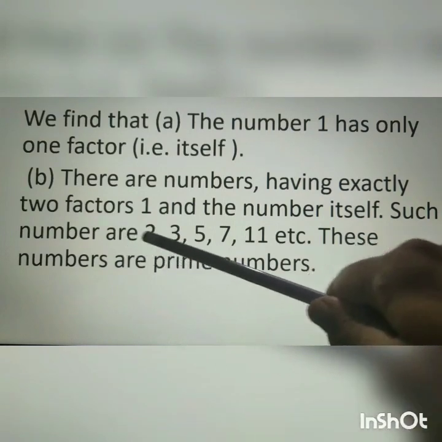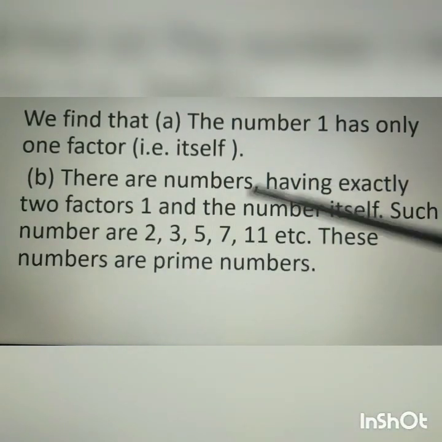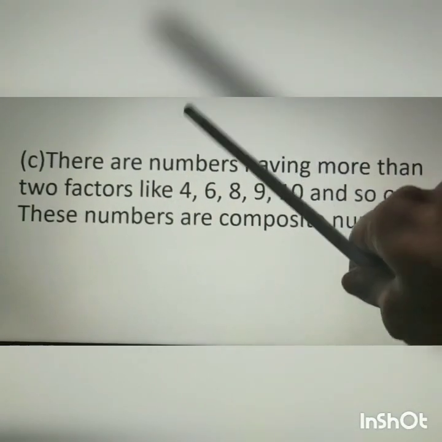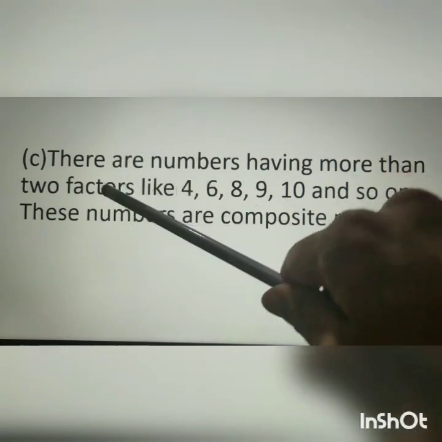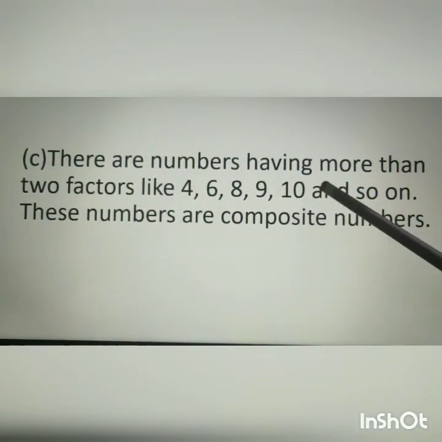Such numbers are 2, 3, 5, 7, 11, etc. And these numbers are prime numbers. There are numbers having more than two factors like 4, 6, 8, 9, 10 and so on. These numbers have more than two factors and these numbers are called composite numbers.